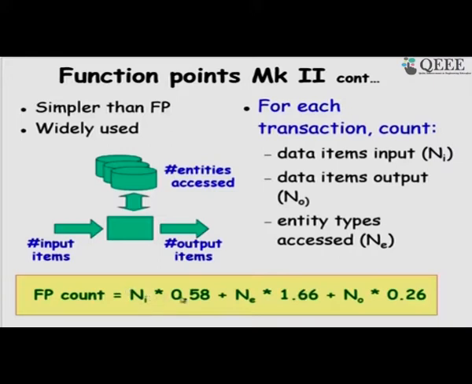Once we compute that, he gave a very simple formula obtained from regression analysis: number of data input into 0.58, number of entity types into 1.66, and the number of data output is 0.26. See, compared to input data and output data, the internal processing is taken care of by the entity types accessed. So, input data processing is much more complex than producing the output data.